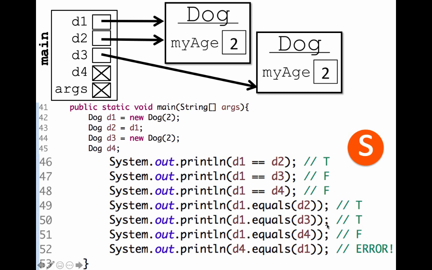D4, the input on line 51, is actually null, and so certainly D1 is not dot equals to null. And then on that last line, line 54, that was actually kind of a trick question. So D4 is going to be null, and we can't call methods on null. We don't get to say null dot something.